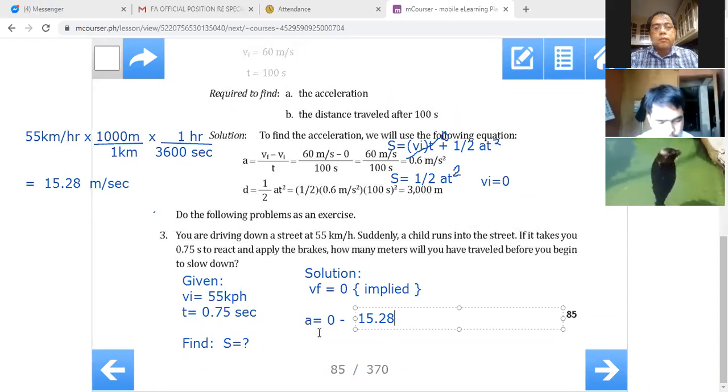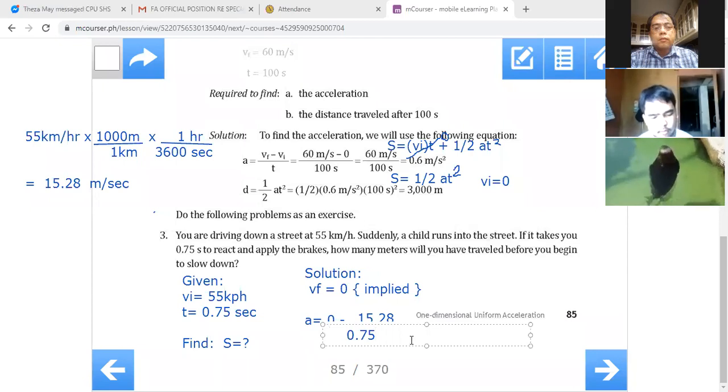And then our denominator, we divide this with a time equal to 0.75 seconds. So what is our unit here? Meters per second squared, sir. Okay, so we'll have an answer. What is our answer? 15 divided by 0.75?